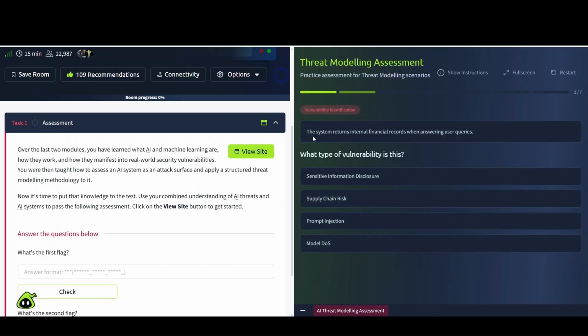Okay. Next one, the system returns internal financial records when answering user queries. What type of vulnerability is this? So we have sensitive information disclosure, supply chain risk, prompt injection, and model denial of service. So right off the bat, we can eliminate supply chain risk and model denial of service.